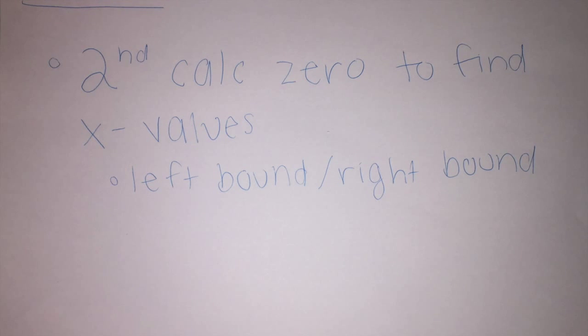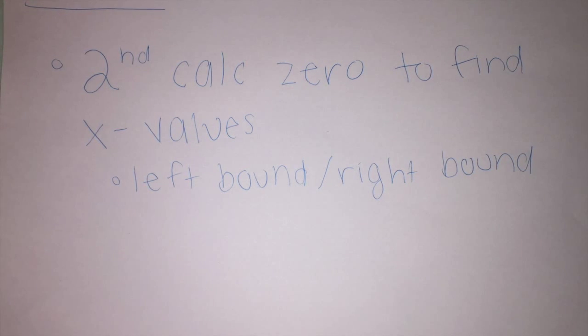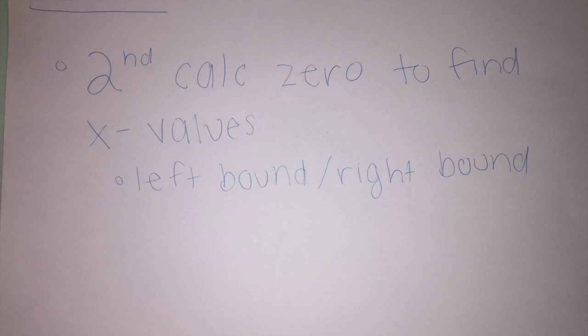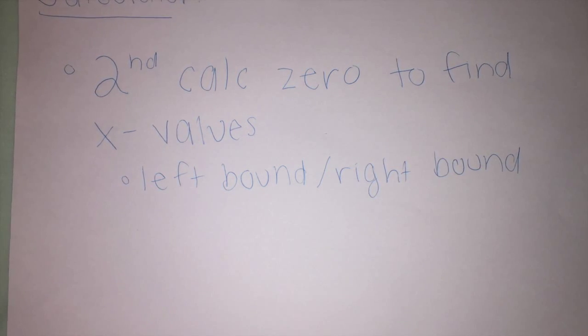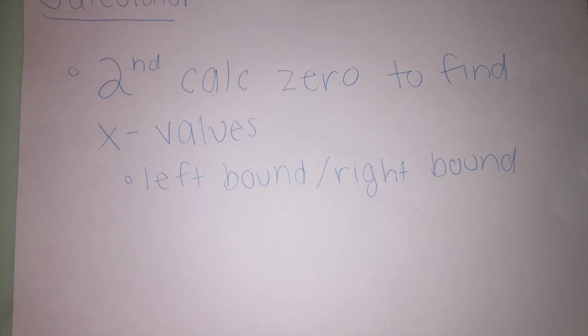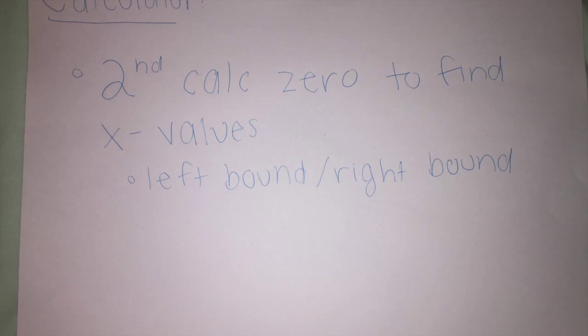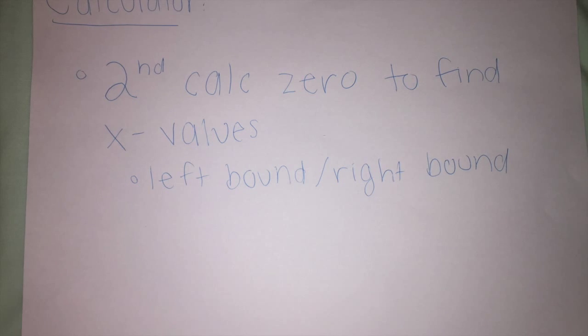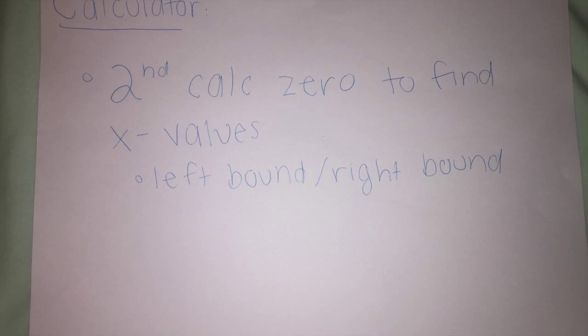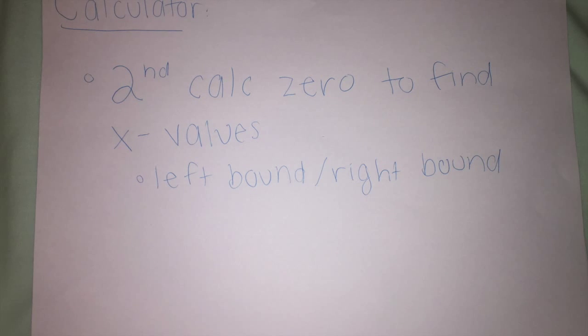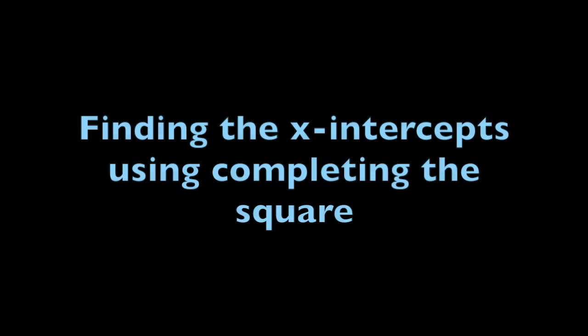To find the x-intercepts using the calculator, you have to use second calc 0. First, you plug the equation into your calculator and press graph. After you press graph, you hit second calc 0. And once you press second calc 0, you have to hit left bound, and then hit right bound, and then hit enter. And once you hit enter, you will have your x-intercepts.